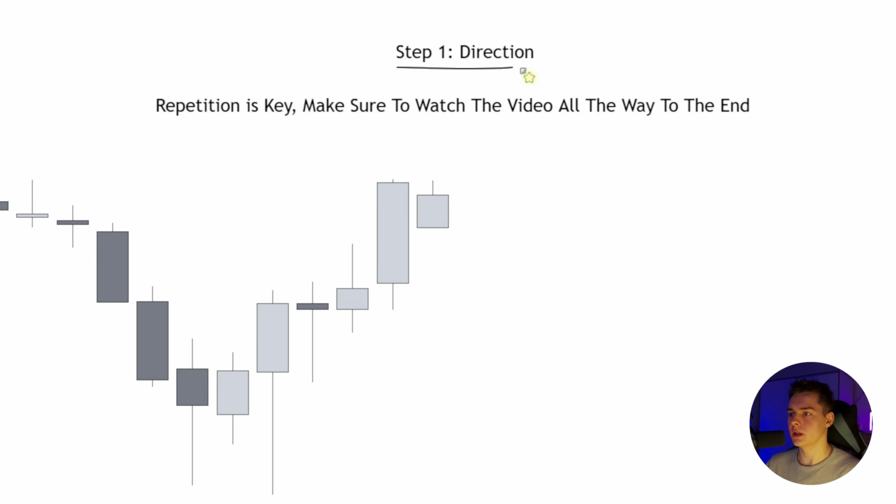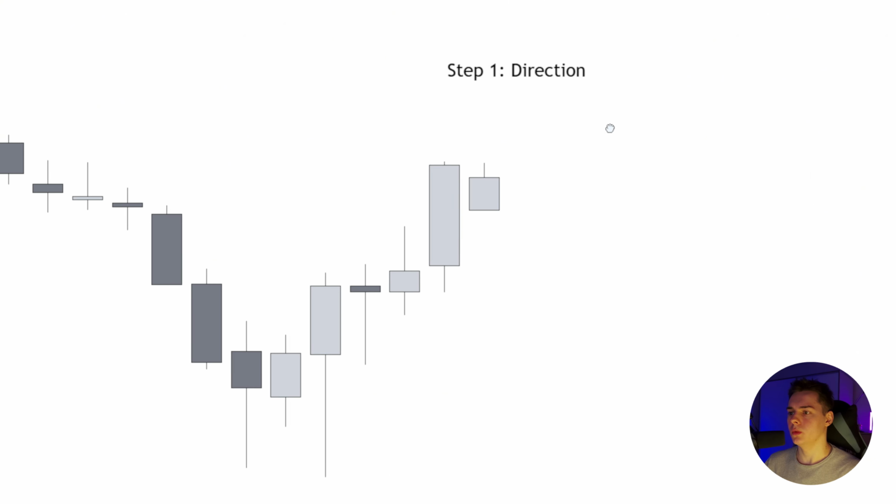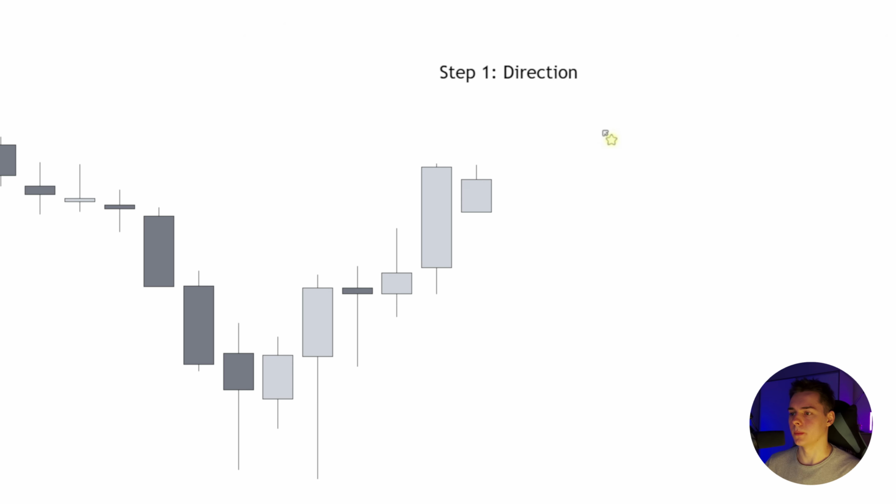Now the first step is going to be the direction as always. However, repetition is key, so make sure to watch the video all the way to the end, because only that way can I guarantee the same results. So from now on, we're going to keep the space a little bit higher. Where is the next candle going to go? For the previous day high or for the previous day low? Now of course it's going to go for the previous day high, since we have already established movement onto the upside, so we might as well just go there.